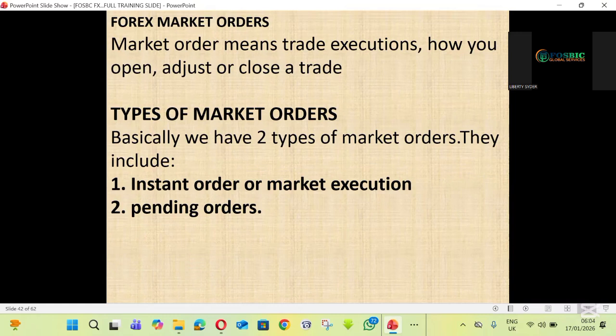Forex market orders. Market order means trade executions: how you open, adjust, or close a trade. That's what we mean by market order.